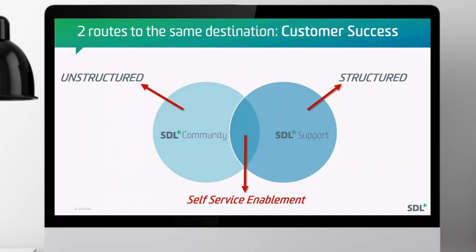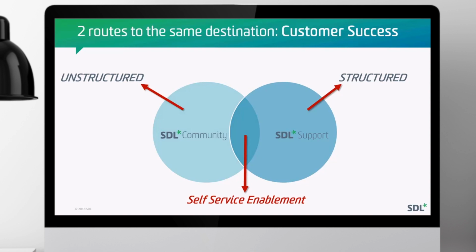And the self-service quality is a shared responsibility for community and the knowledge base. So we have the same goal, the same destination, and that's customer success. But the way we try to facilitate it is a bit different. On the slide here we see the SDL community and SDL support, and the differences there I'll explain. There are differences, but we have the same goal, customer success, and that's what the self-serve enablement at the bottom is. So let me explain what the differences are between the two platforms we're using.